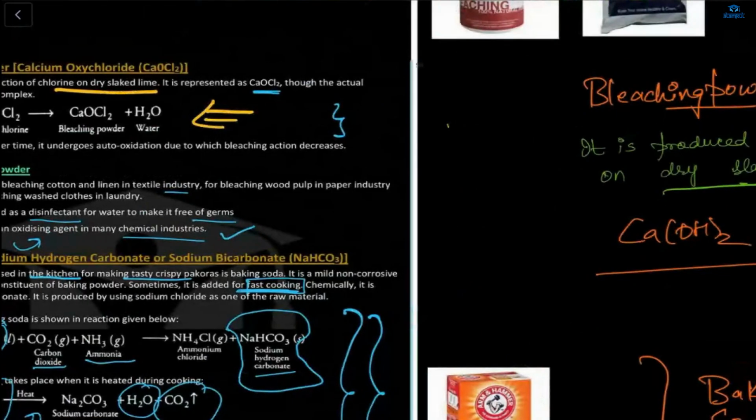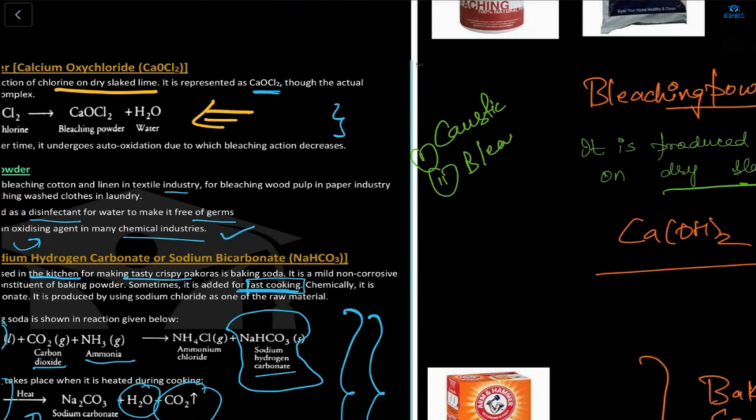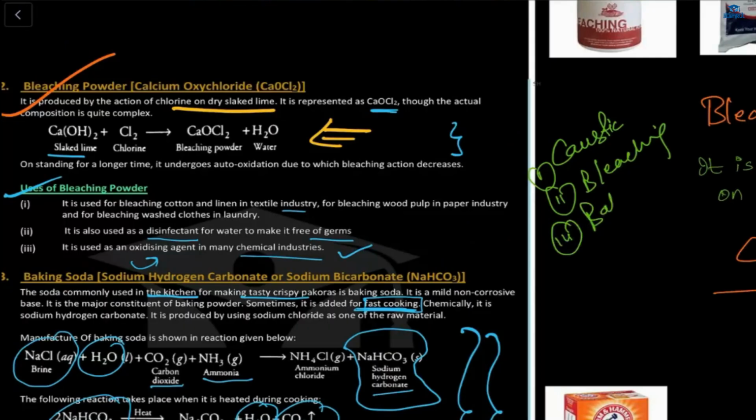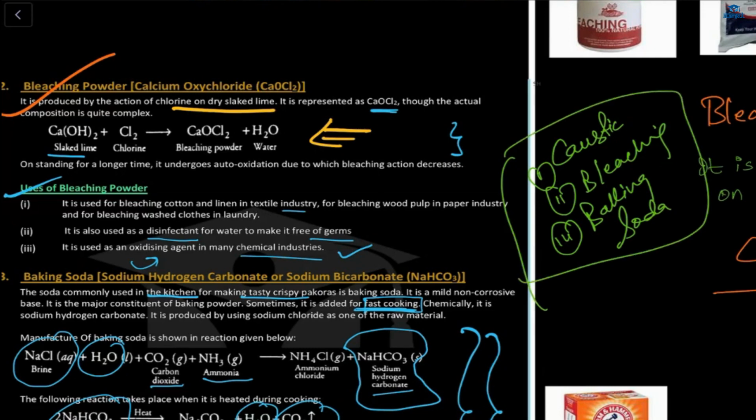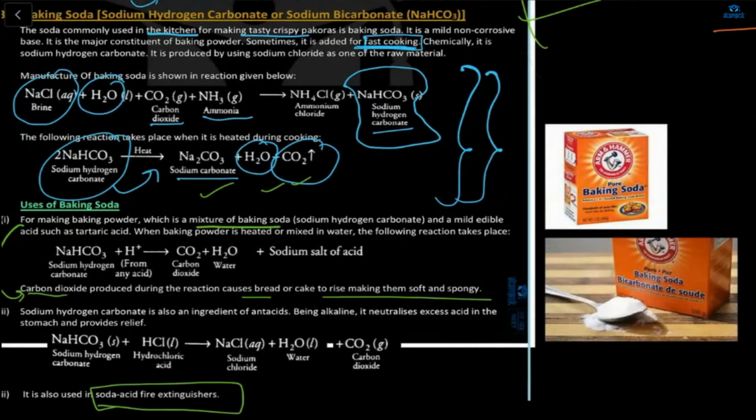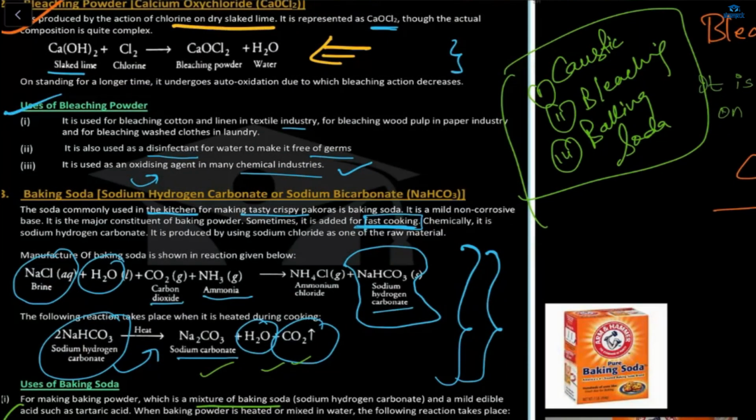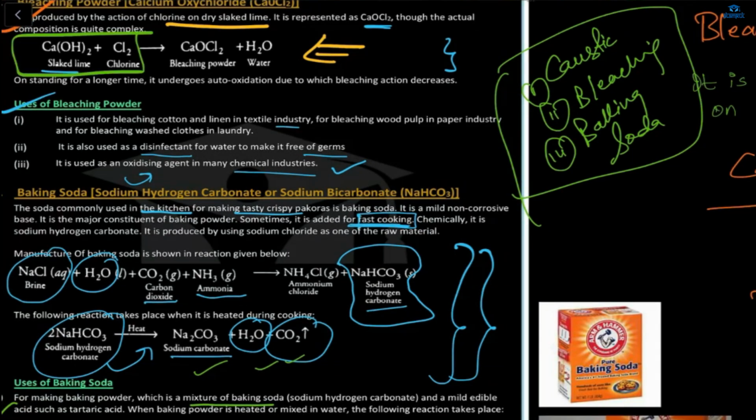So we discussed caustic soda, and the second was your bleaching powder, and third was your baking soda. So now, Riya, tell me, what we will mix to form bleaching powder. Ma'am, slaked lime and chlorine. Slaked lime and chlorine. Okay. Then bleaching powder and water.